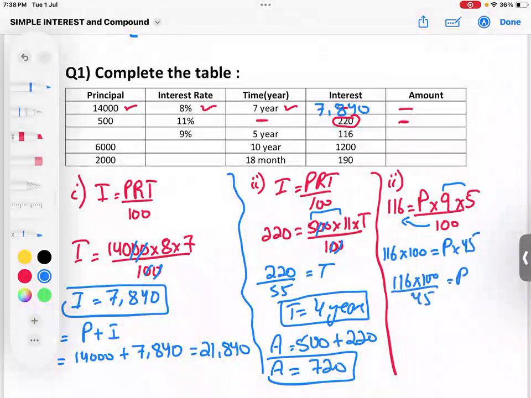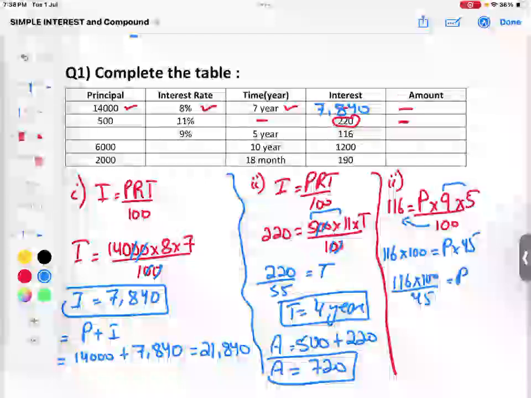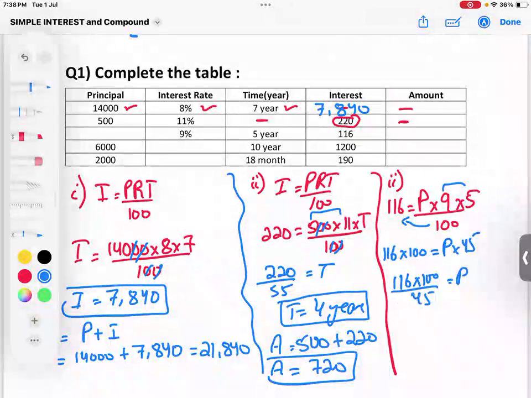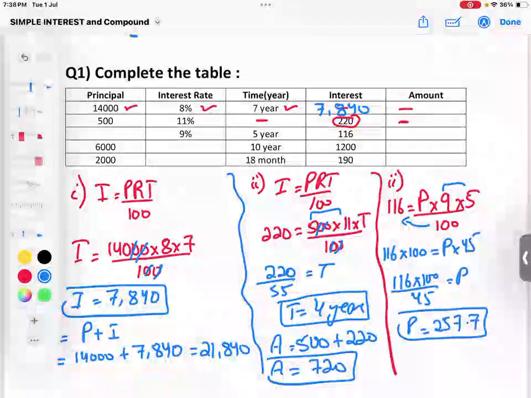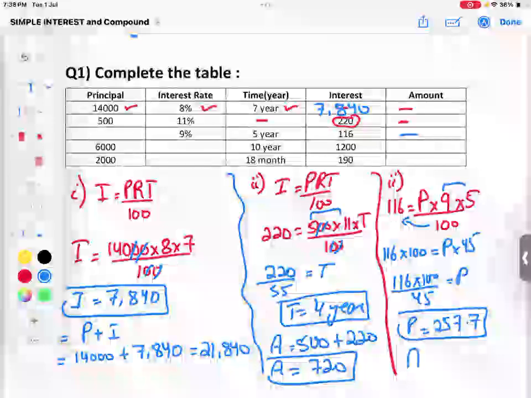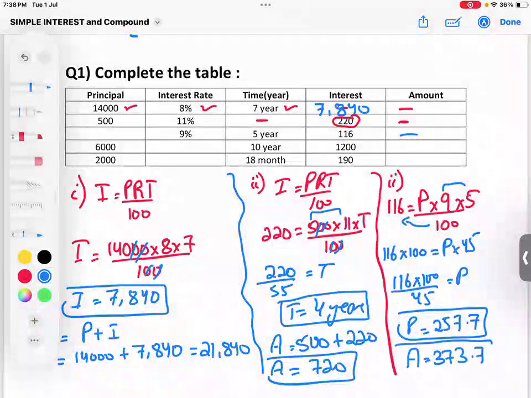is equal to P. Now we will calculate this. 116 multiplied by 100 divided by 45. So the value of the principal amount is 257.7. To find out the amount, what we need to do? Just add the interest value, that is 116. So the amount value is 373.7. So we have done part number 3. Part number 4 is homework for you.